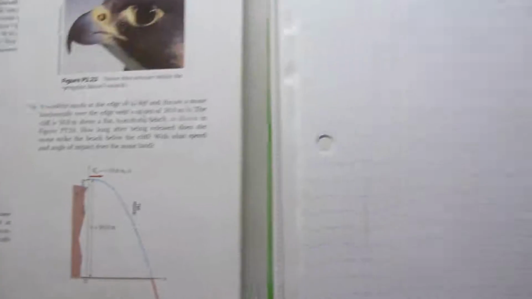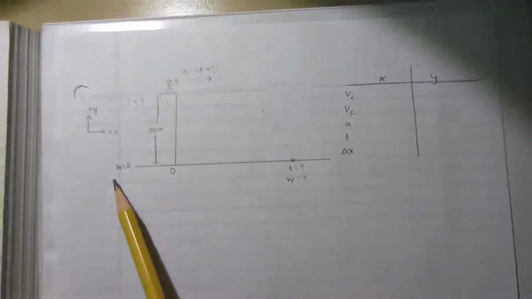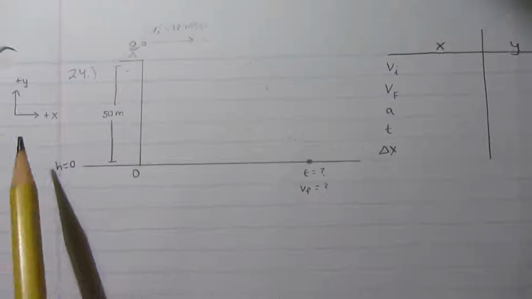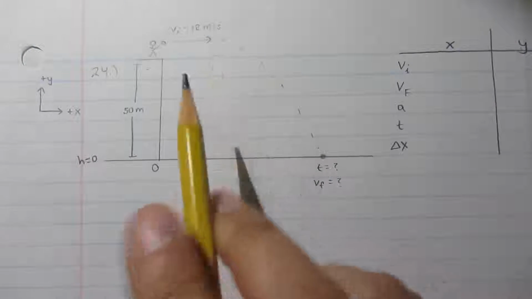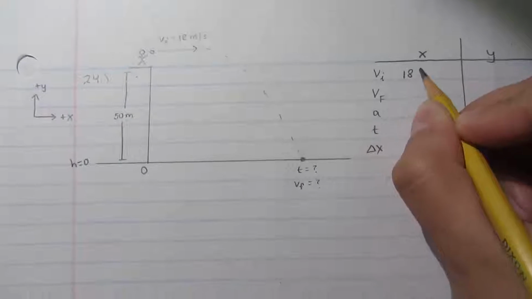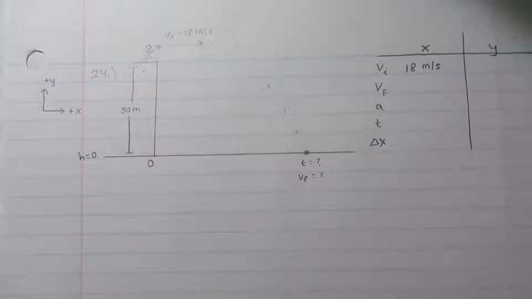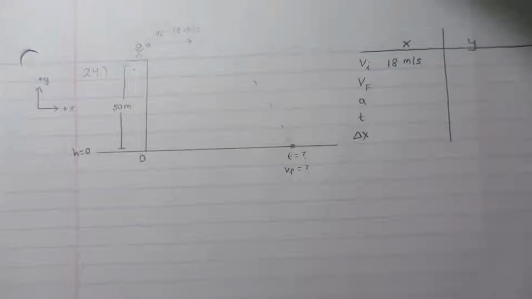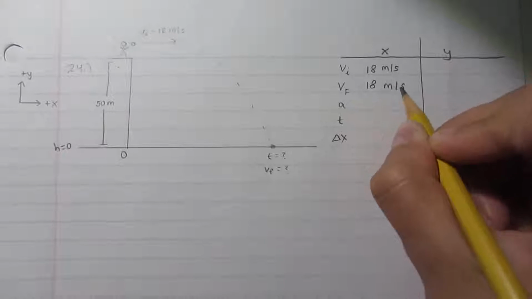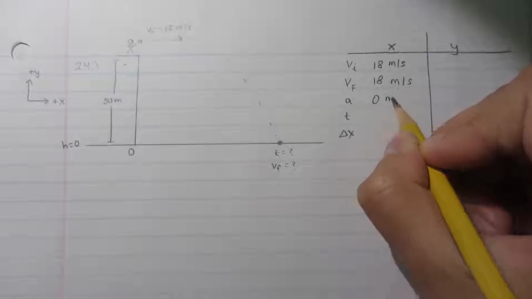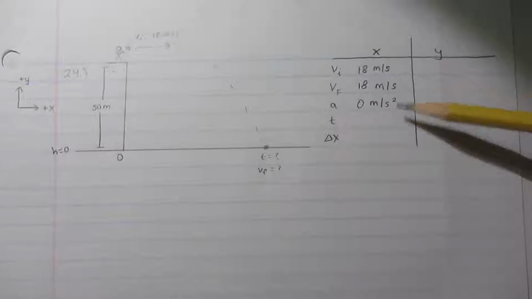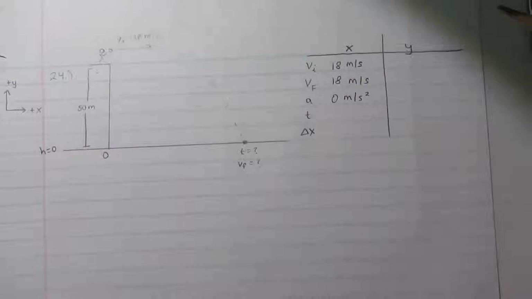So I've already drawn my picture. I've established that height equals 0 is at the beach, and I've established my positive x and positive y direction. As given in the problem, we know that the initial velocity in the x direction is 18 meters per second. And because it is in the horizontal direction, there is no other force on it, so the final velocity is also 18 meters per second. So the acceleration is 0 meters per second squared. And this is one of the only cases where once you have 3 of these, you can't solve for the other 2. So now let's move over to the y direction.